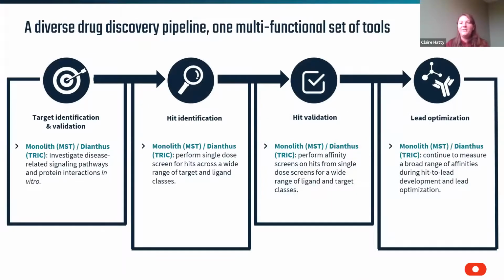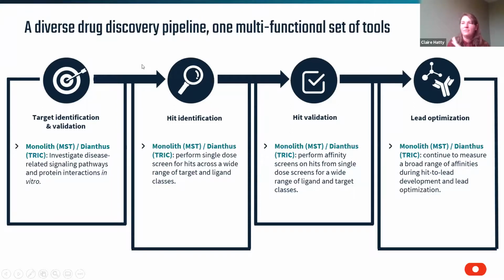Now you've seen how Monolith and Dianthus can be used to scale up a drug discovery project and to perform hit identification and validation. You can also continue to use them both throughout the lead optimization phase to continue measuring affinities for potential ligands identified at the earlier stage. So hopefully you've got a good overview of how you can use both MST and TRIC to study a broad range of different biomolecular interactions throughout the whole drug discovery process.